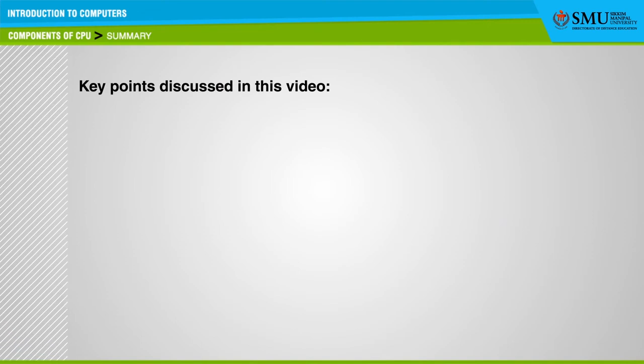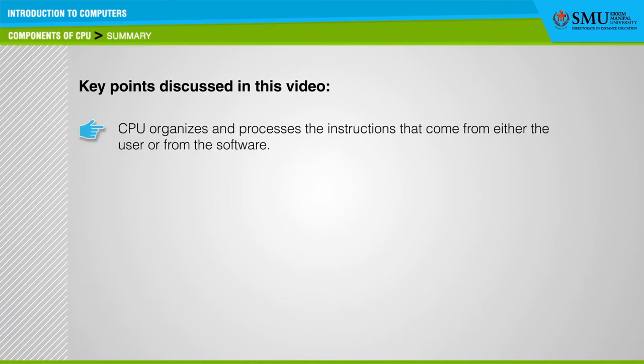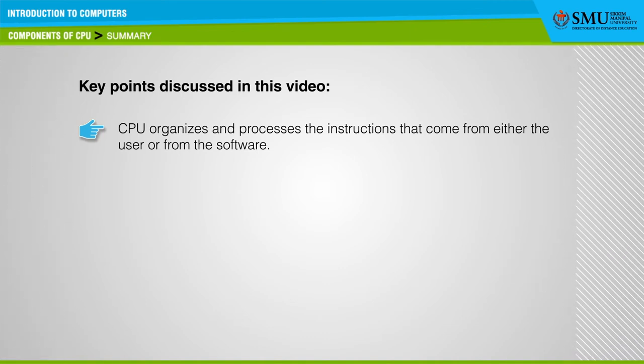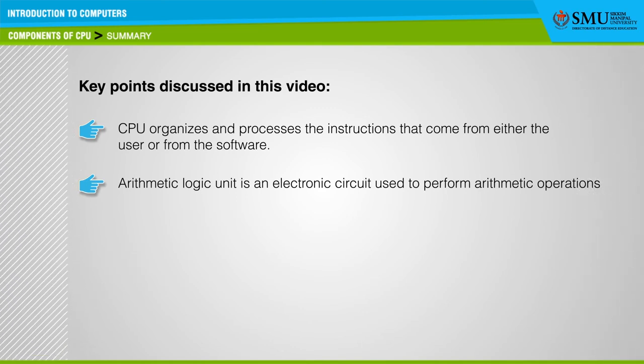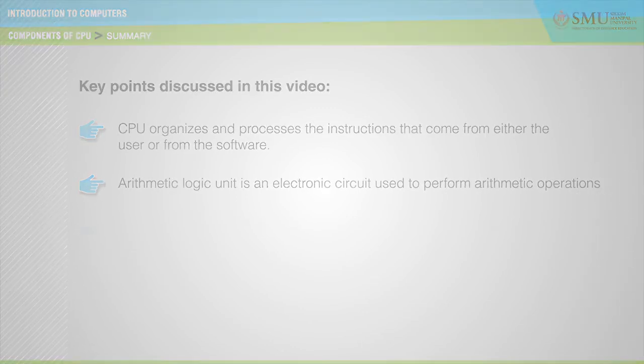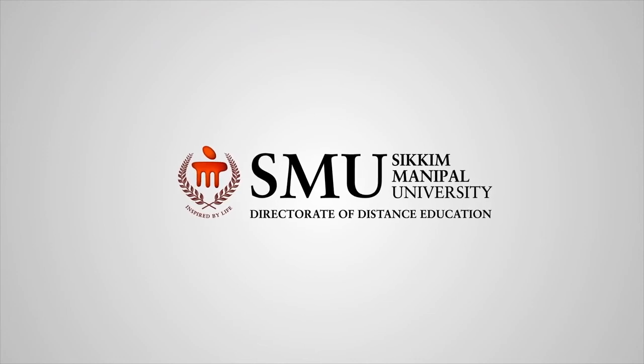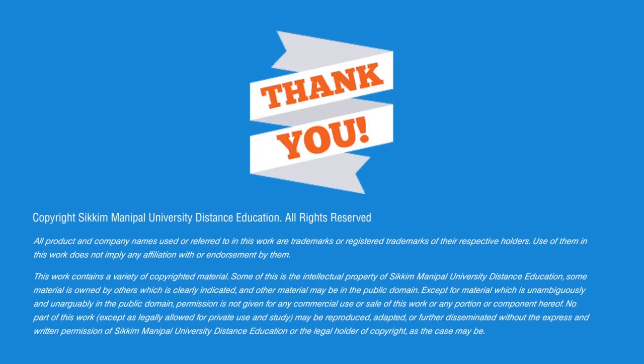Key points discussed in this video. CPU organizes and processes the instructions that come either from the user or from the software. Arithmetic logic unit is an electronic circuit used to perform arithmetic operations. The main memory is also called primary memory. It is used to store data temporarily.